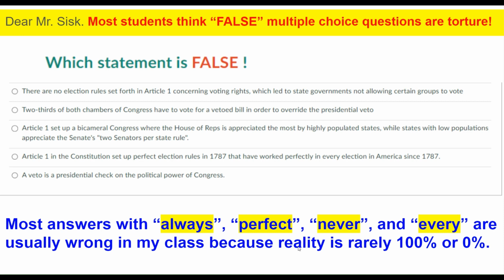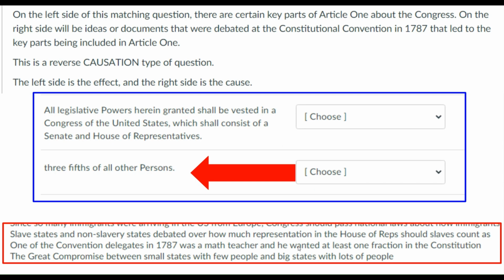The Article 1 in the Constitution set up perfect election rules. Oh, that's silly. In 1787 that have worked perfectly in every election in America since 1787. Now, down at the very bottom, most answers with always, perfect, never, and every are usually wrong in my class and almost any other class because any human reality is rarely 100% or 0%. Okay? All right. Bing, bing.